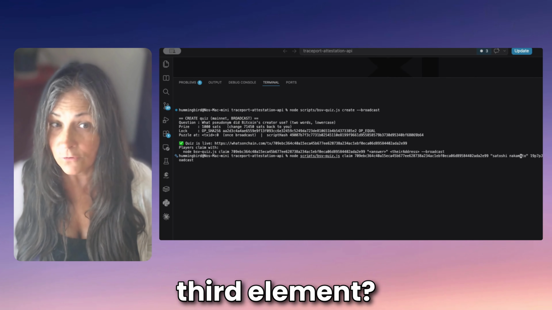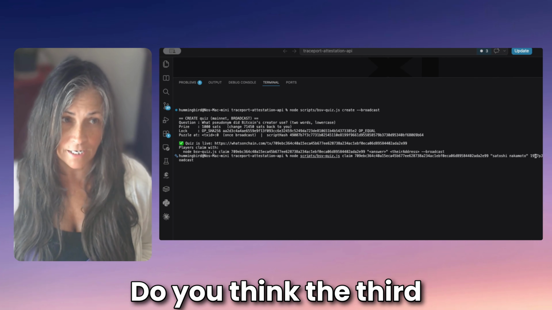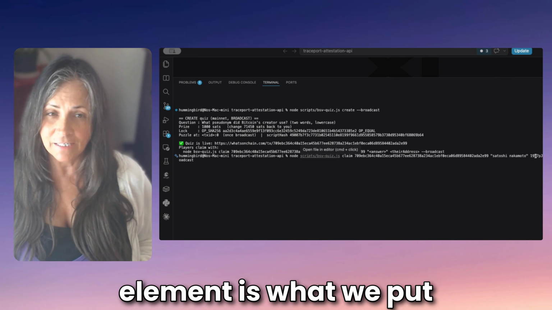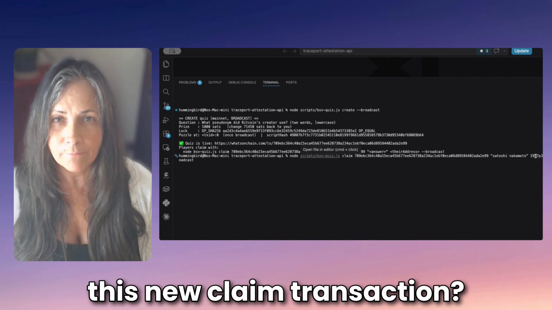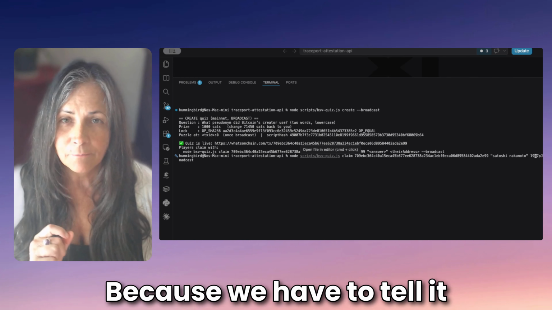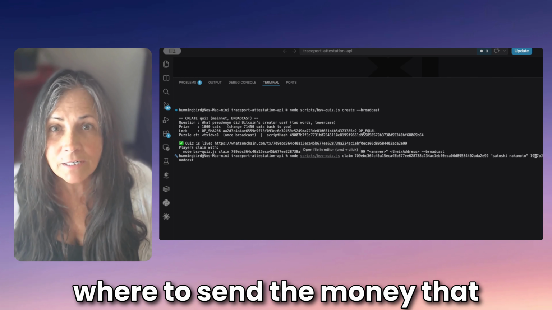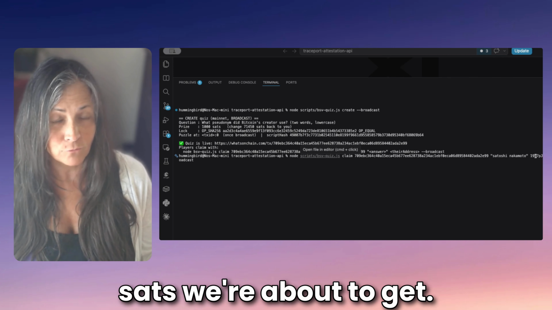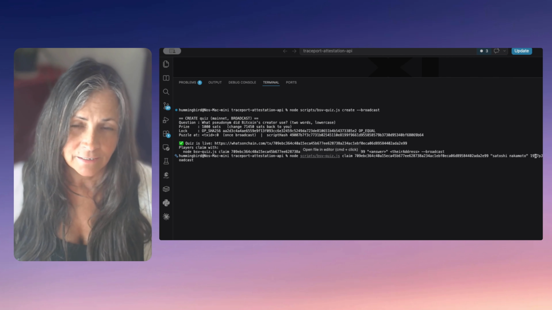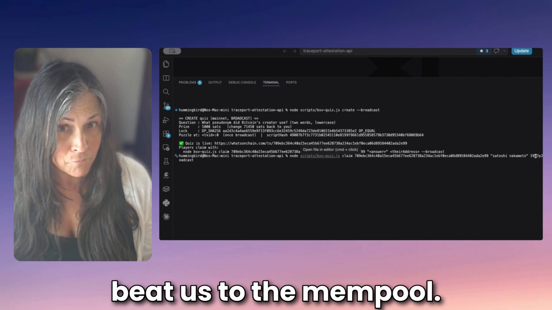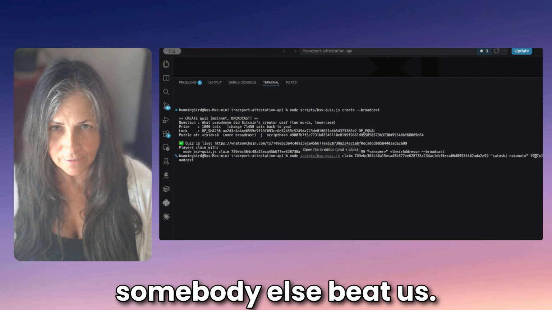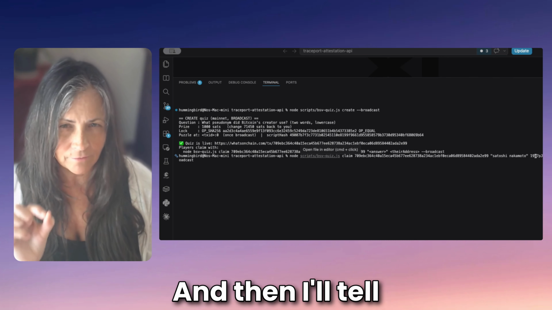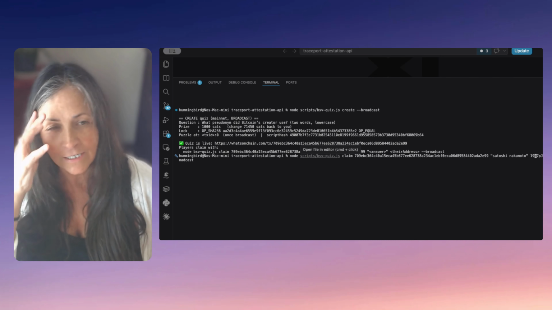Now, what is this third element, do you think? The third element is what we put in the output when we write this new claim transaction, because we have to tell it where to send the money that we just got, the 1,000 sats we're about to get. Unless somebody else beat us to the mempool. Well, actually, unless somebody else beat us, and then I'll tell you the mempool thing in a second.